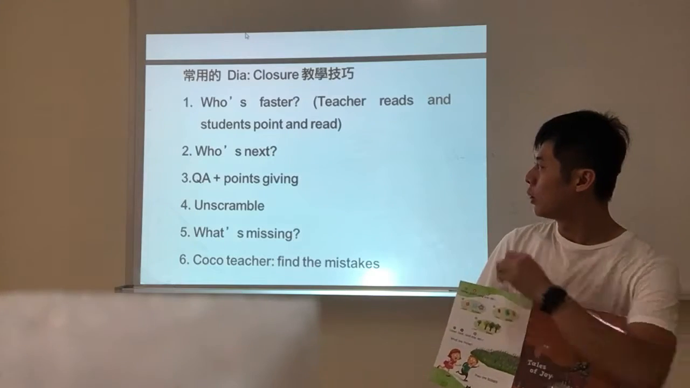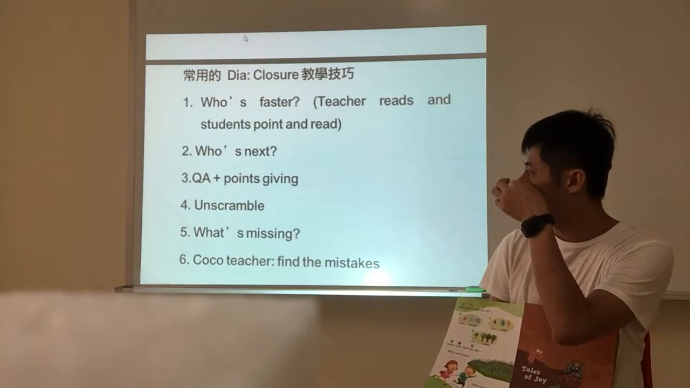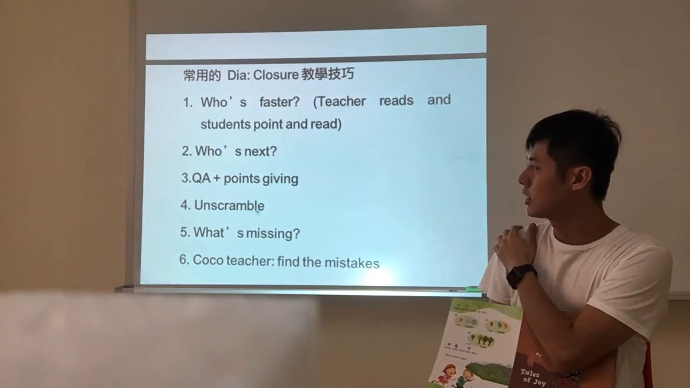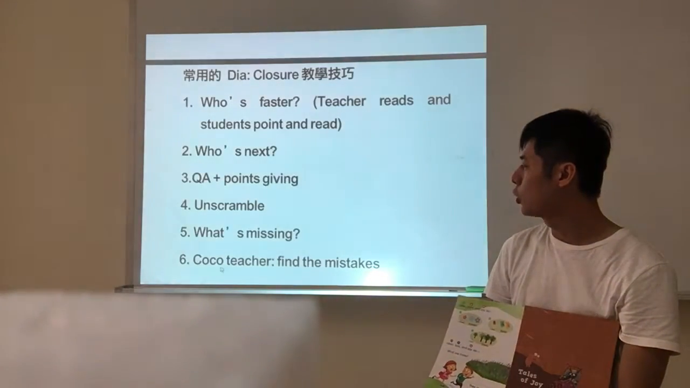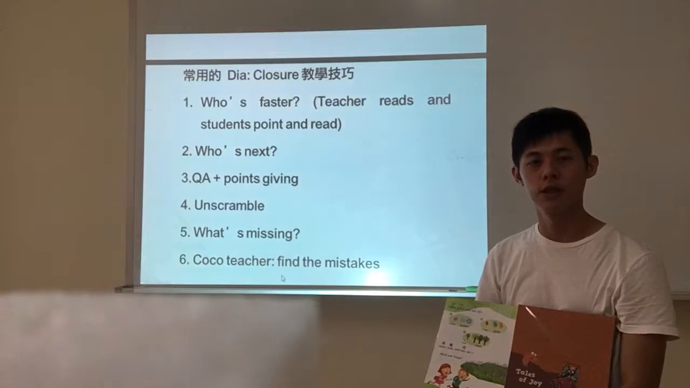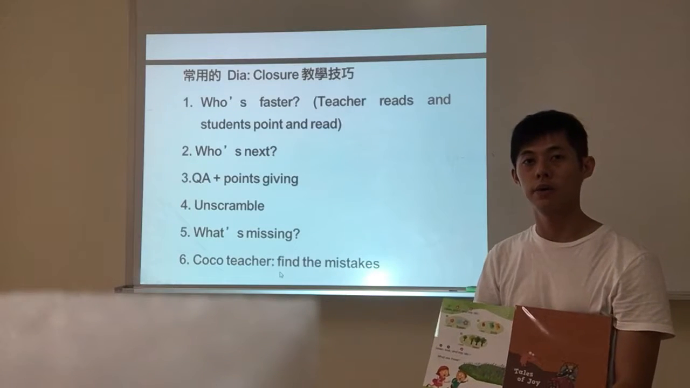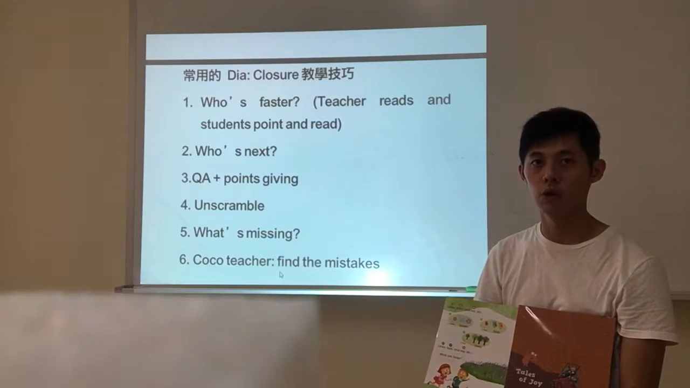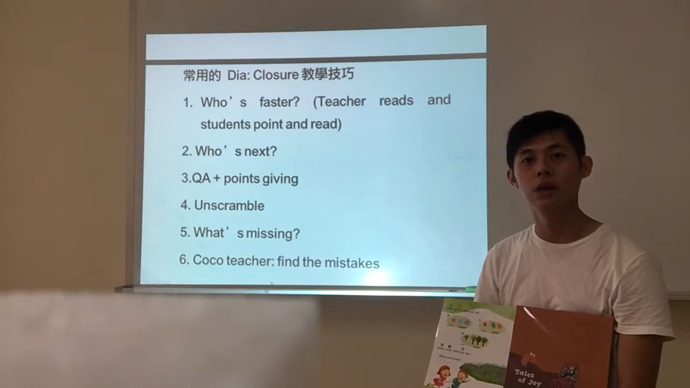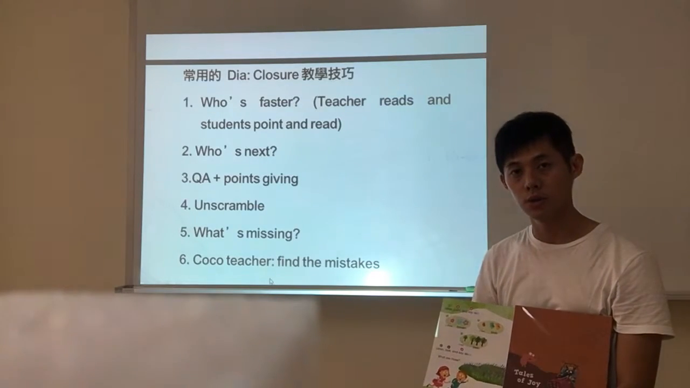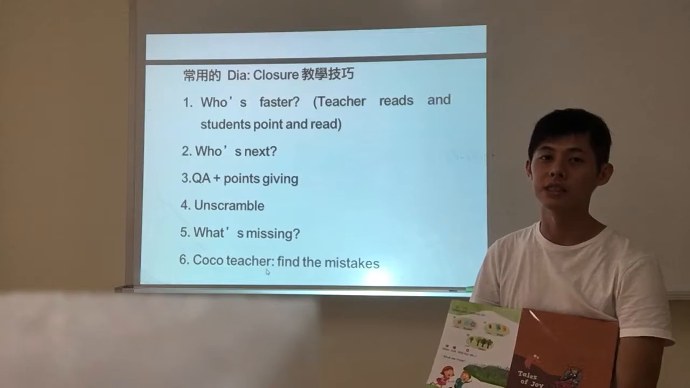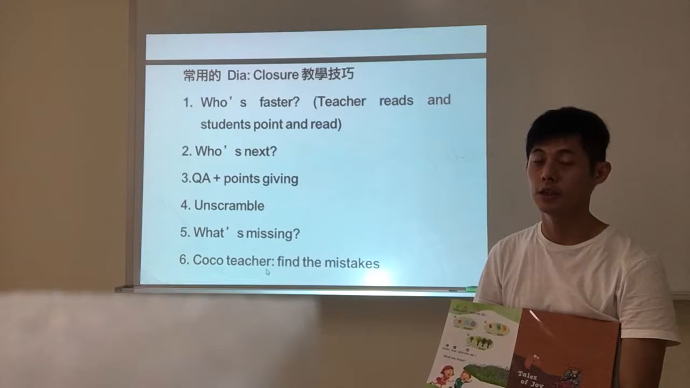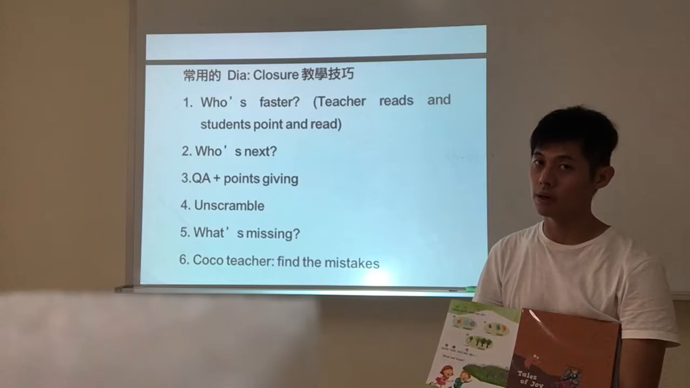For example, who is faster? Teacher, who is next, and the question and answer, points giving. Alright, on the circle, what's missing? Cuckoo teacher, finding mistakes. For example, what are those? They are flowers. Pretend that students know flower is the correct answer. You can ask students, what are those? They are trees. And what's the wrong part? Teacher me. Oh, teacher me, cuckoo teacher. So they will reply, they are flowers. Got it?